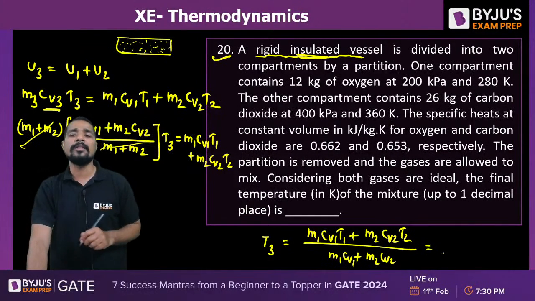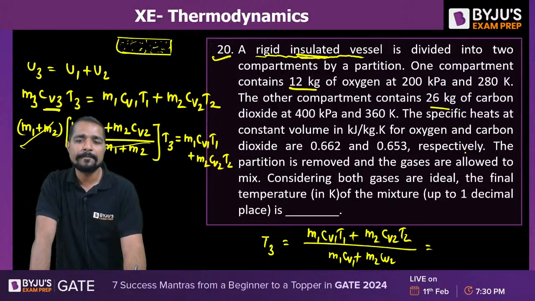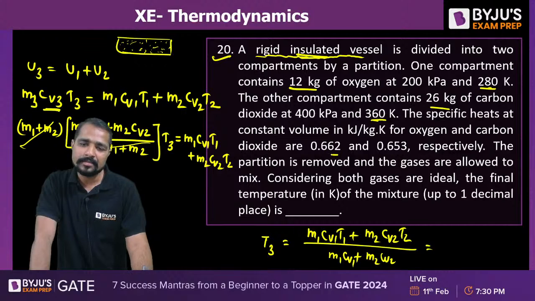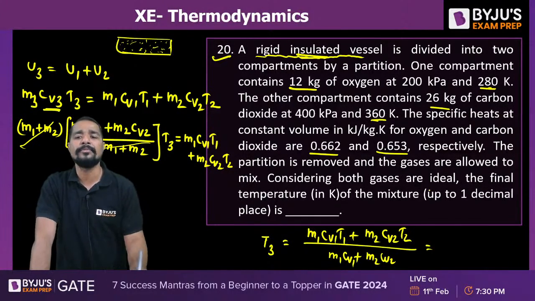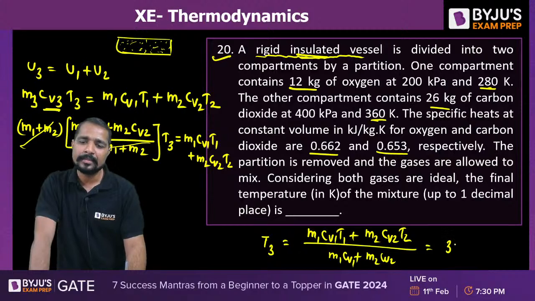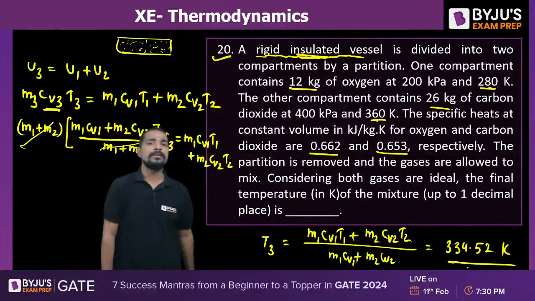When you substitute all the values, M1 is 12 kg, M2 is 26 kg, T1 and T2 are 360 and 280, and CV1 and CV2 are 0.662 and 0.653. So the answer we are getting is 334.52 Kelvin. Yes, absolutely right. Hemang, absolutely right.